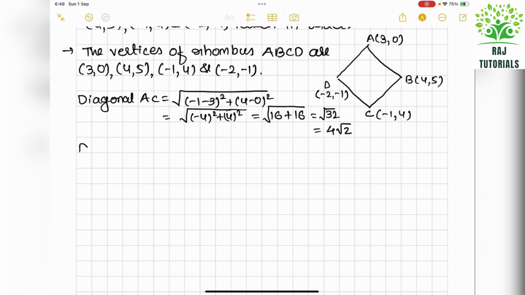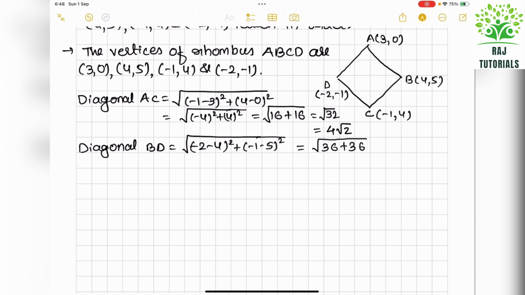Now diagonal BD will be (minus 2 minus 4) whole square plus (minus 1 minus 5) whole square. So that will be root of 36 plus 36. So that will be 6 root 2.